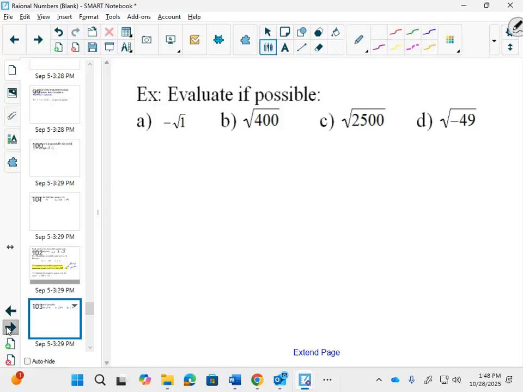Can you do the square root of 1? Is something times something 1? 1 times 1 is 1. So the square root of 1 is 1. What are we going to do with that negative out in front? Just keep it out in front. The answer for this one is negative 1. Next, 20. Yes, you're right. And the next one, 2,500. It's 50.